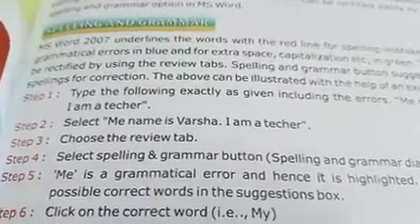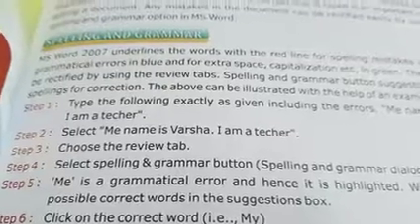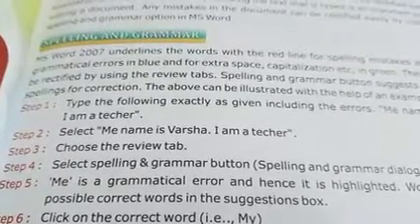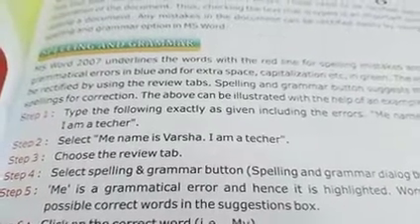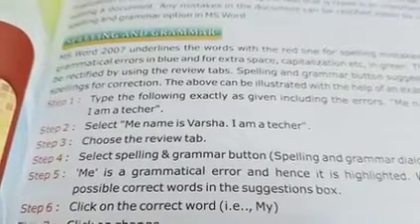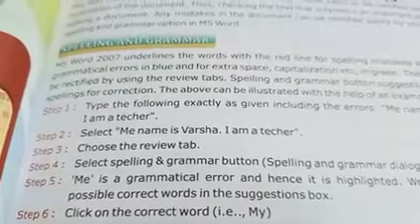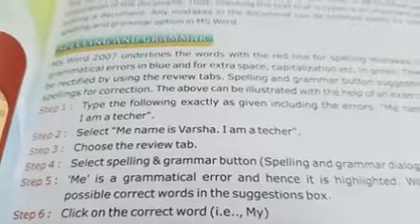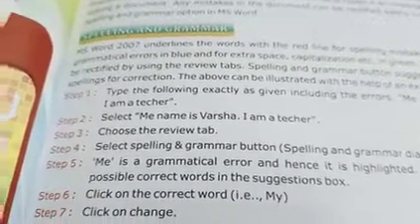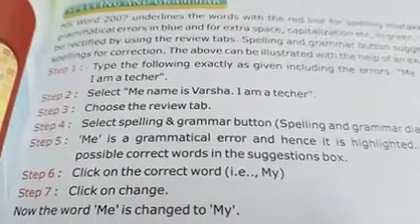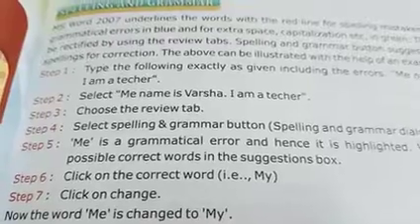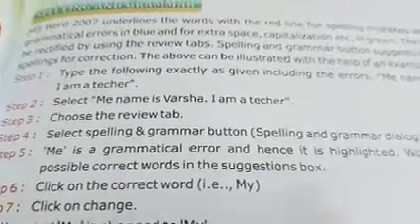Step 1. Type the following exactly as given, including the error. My name is Varsha. I am a teacher. Step 2. Select my name is Varsha. I am a teacher. Step 3. Choose the Review tab. Step 4. Select Spelling and Grammar button. Spelling and Grammar dialog box opens.